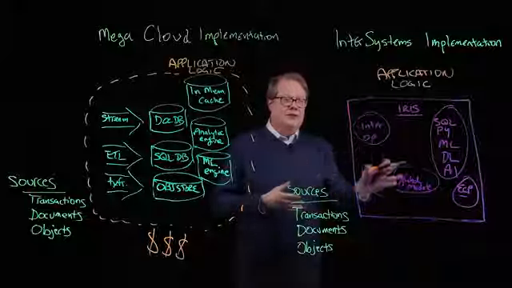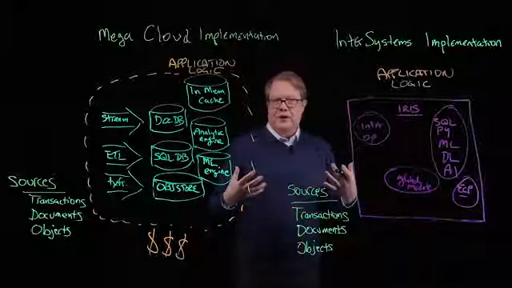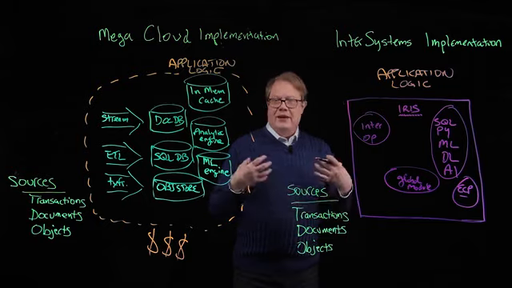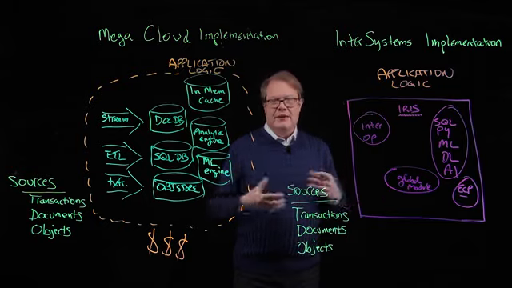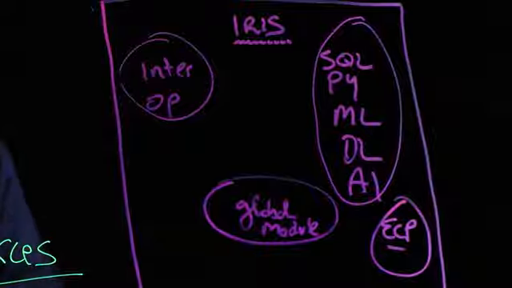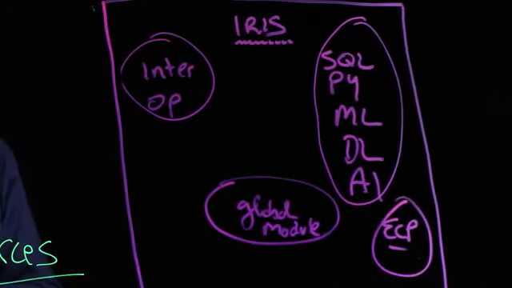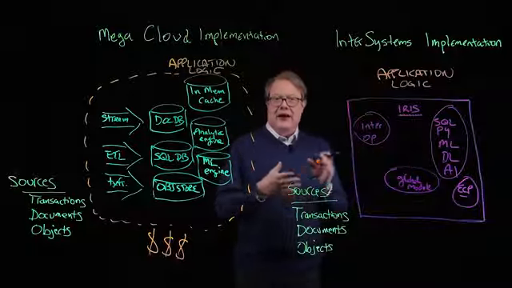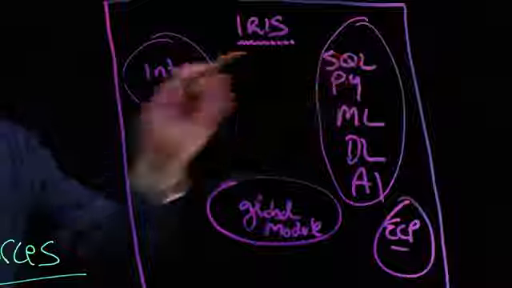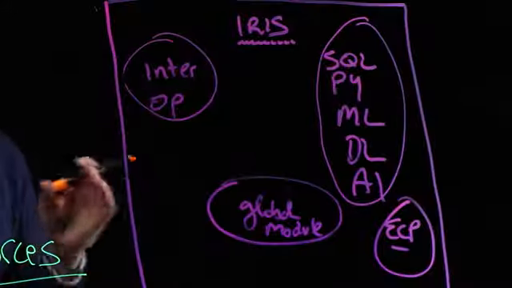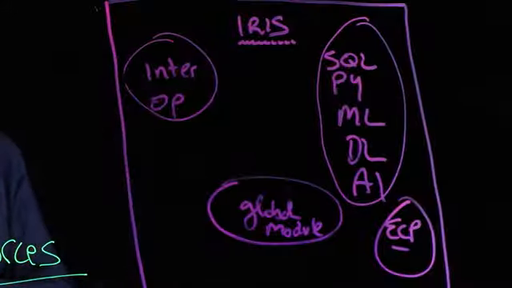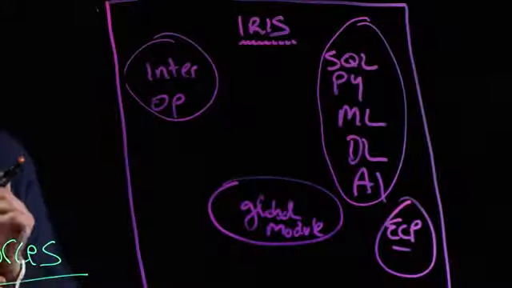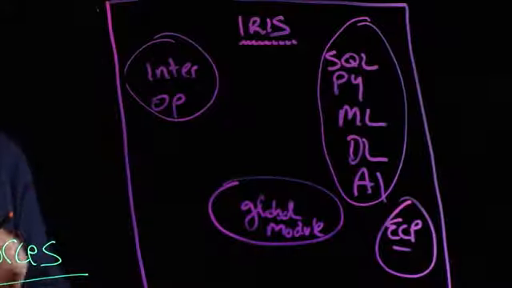Once the data gets into IRIS, of course, we use the global module, which is what allows us to be multi-model, meaning that we can have any kind of data, that we can have the transactions, we can have documents, we can have objects, we can have key value pairs. It doesn't matter. We store the data exactly as we've got it, and then we cast that data for the application the way the application needs to see it, maybe as a set of tables through SQL, maybe as a bunch of data objects for a Python algorithm, and anywhere in between. And we do all of that off of a single individual copy of the data.